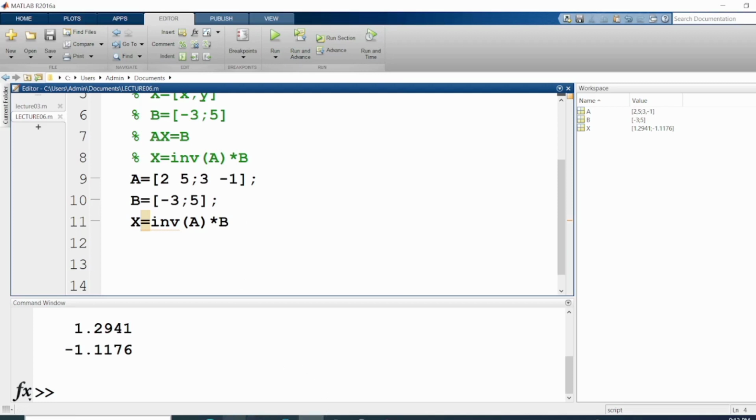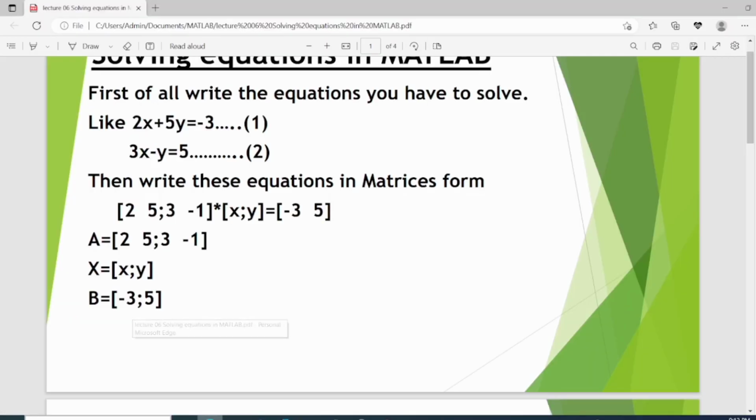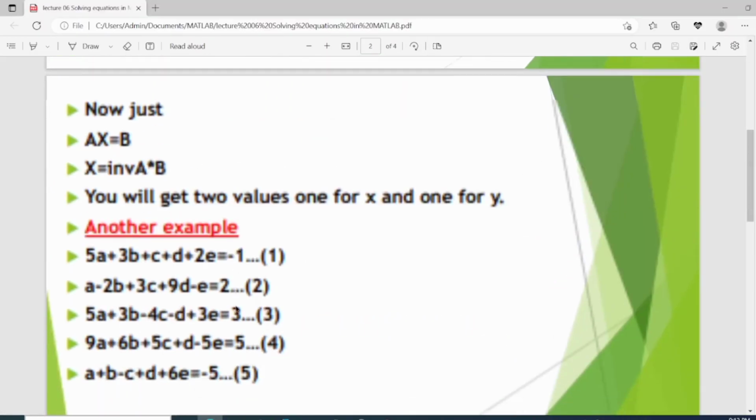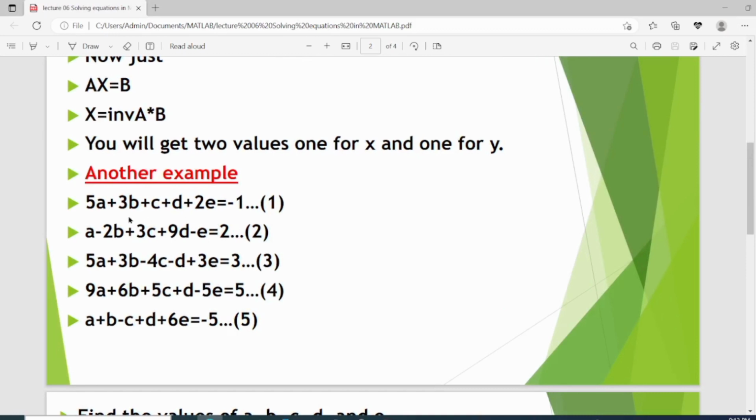In the next example, I have equations that are not just one or two. 1, 2, 3, 4, 5. So these are 5 equations. If you are going to solve these manually, it will take a lot of time. It seems very difficult to solve. These are 5 equations; if I had 100 equations, it would be impossible for me to solve manually. So now I will write these equations in MATLAB.